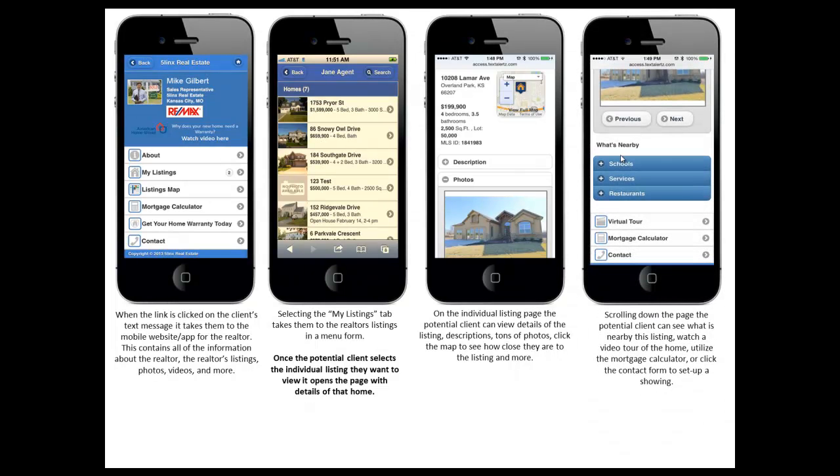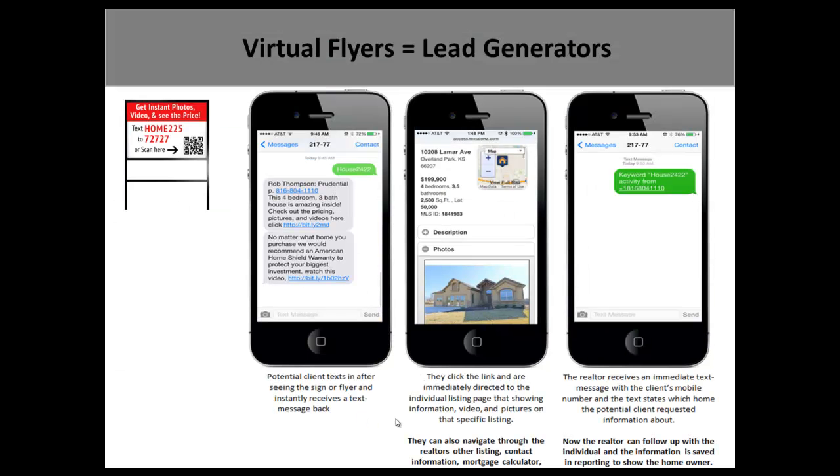It also will show them what's nearby, like various schools or services. They can get a virtual tour if they put a video on there, a mortgage calculator, and the contact page that shows the information. This builder also allows them to create signage that promotes a keyword. Then when people drive by and text in, they get back a response about that particular house listing. Then when they click the link, it takes them right to that house listing's page where they're looking at information about it. And the realtor gets an instant text message notification on their phone that allows them to know that someone drove by, saw the sign, texted in, requested information, and now that realtor can follow up with them with a phone call.